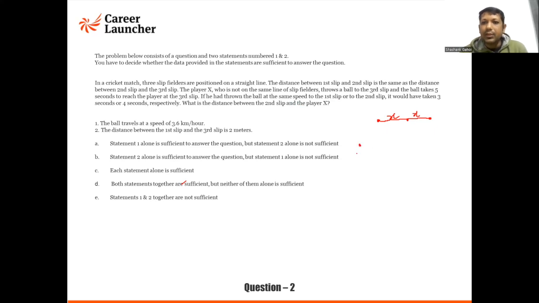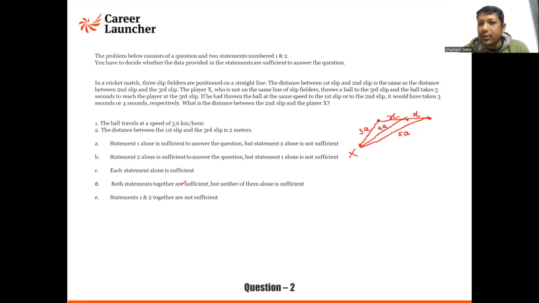So let's say the third guy, that is X, that guy is standing here. This is the first slip, this is the second slip, and this is the third slip. Now, for the first slip, he takes 3 seconds. For the second slip, he takes 4 seconds. And the third slip, it takes 5 seconds. So let's say speed of the ball is A. So now this distance is going to be 3A. This distance is going to be 4A. And this distance is going to be 5A.